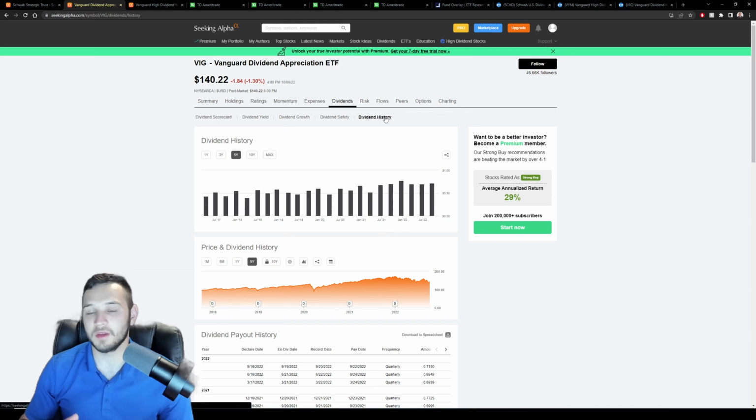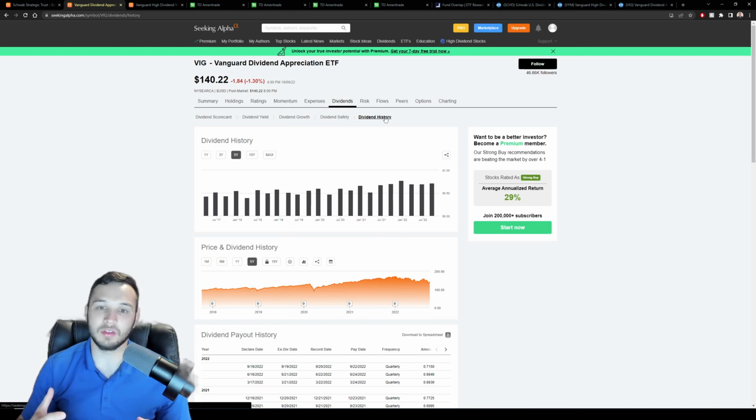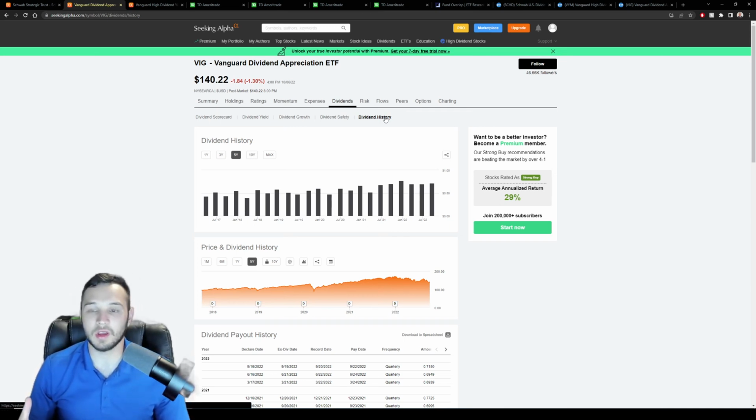You are diversifying between dividend growth and high dividend yield, so that you can realize those gains and supplement your income as you need, or keep holding and reinvest those dividends. And no matter what, I think you're going to be in a good situation in the long run if you invested in any of these three funds.